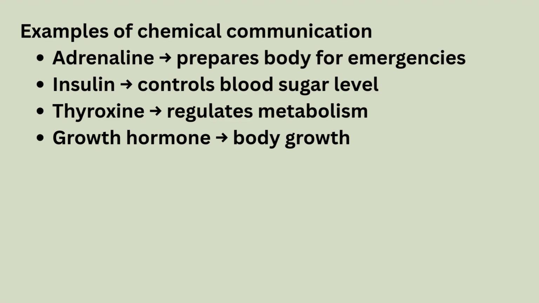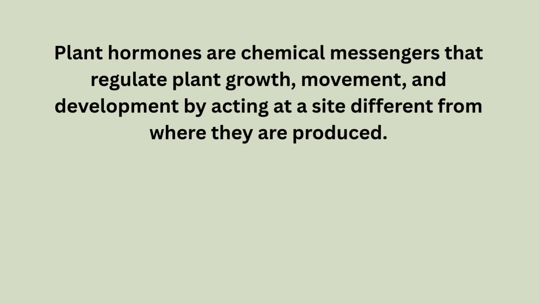The examples of chemical communication are: adrenaline prepares the body for emergencies, insulin controls the blood sugar, thyroxine regulates the metabolism of the body, and the growth hormone regulates the body growth. The plant hormones are chemical messengers that regulate plant growth, movement, and development by acting at a site different from where they are actually produced.